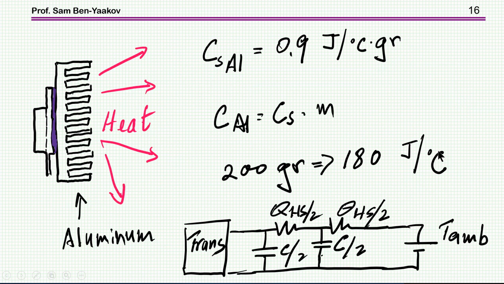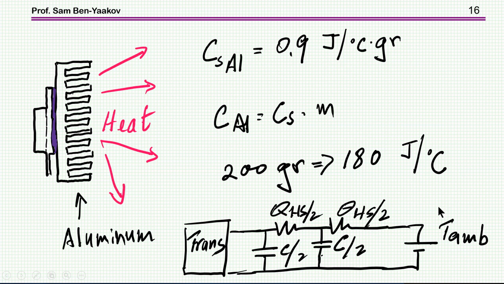So let's just take an example. Aluminum, which is commonly used for heat sinks, has a specific heat capacity of 0.9 joule per centigrade per gram. So the thermal capacity is this constant, specific heat capacity, times the mass. So let's assume we have a piece of heat sink, which is 200 grams. Then we do have a thermal capacity of 180 joule per degree centigrade.